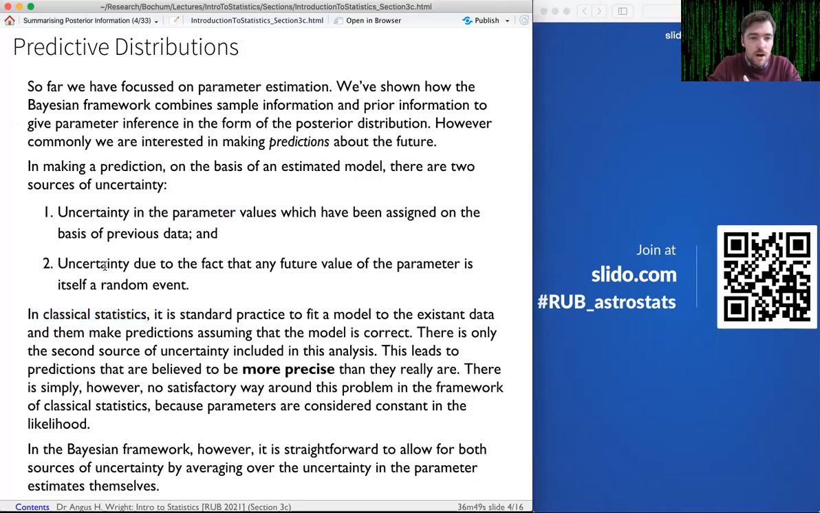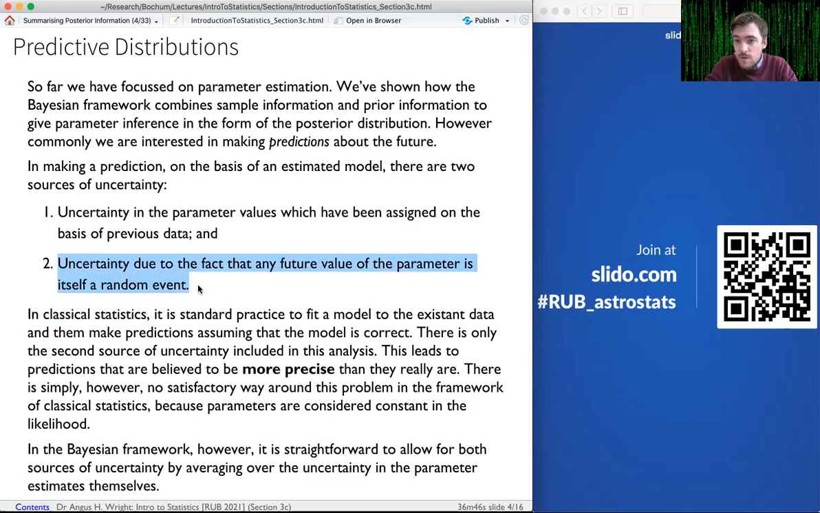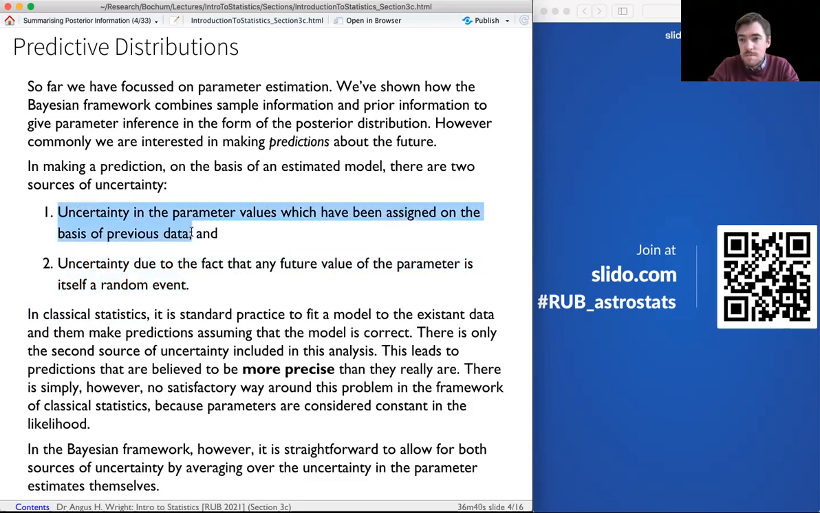That is essentially saying it only incorporates this second type of uncertainty. It doesn't incorporate the uncertainty that the parameters that we've estimated need not be the correct ones. They have themselves some uncertainty. And so that leads to predictions about the future that are overly precise. They believe they are more precise in the prediction than they truly should be. The distribution of predicted values has too small a scatter than it should, because it fails to take into account this primary first source of uncertainty.